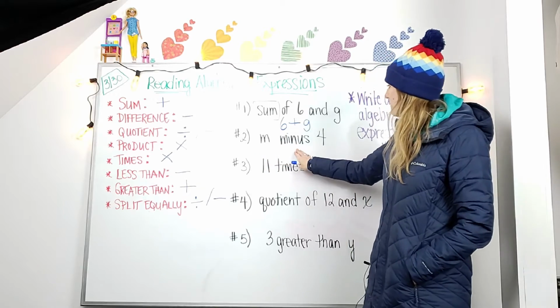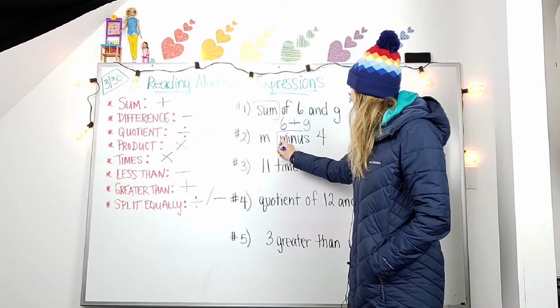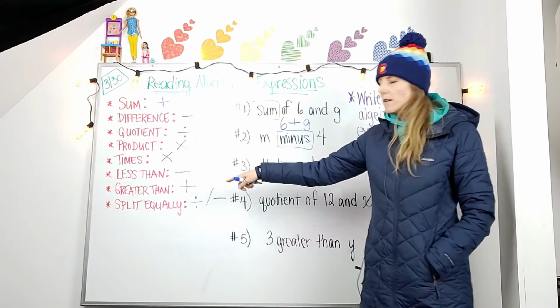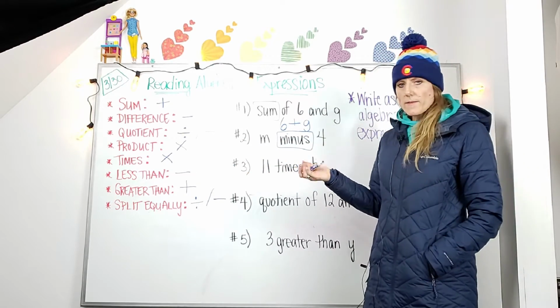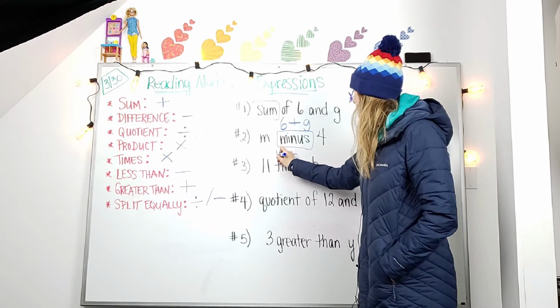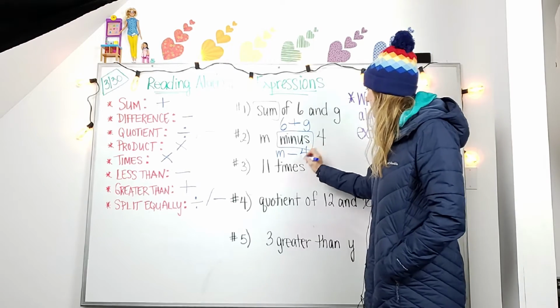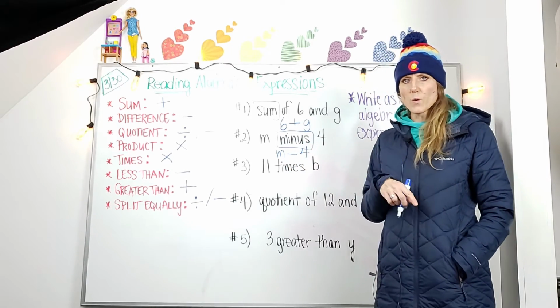Let's look at number 2. We have m minus 4. Now I know the word minus, we don't quite see it over there, but we know that that means to subtract. So I am taking m and I'm pulling away 4 from it. So this would be m minus 4.